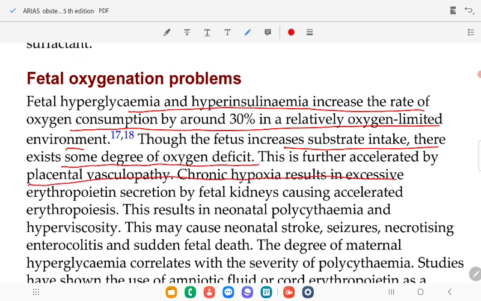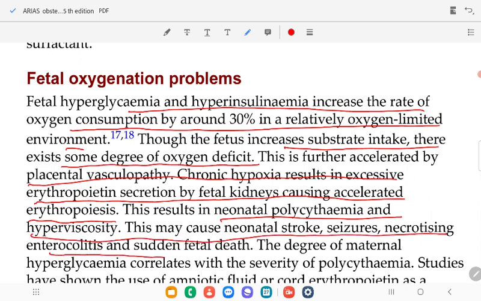Chronic hypoxia results in excessive erythropoietin secretion from the fetal kidney, causing accelerated erythropoiesis. This results in neonatal polycythemia and hyperviscosity. This may cause neonatal stroke, seizure, necrotizing enterocolitis, and sudden fetal death. The degree of maternal hyperglycemia correlates with the severity of polycythemia.